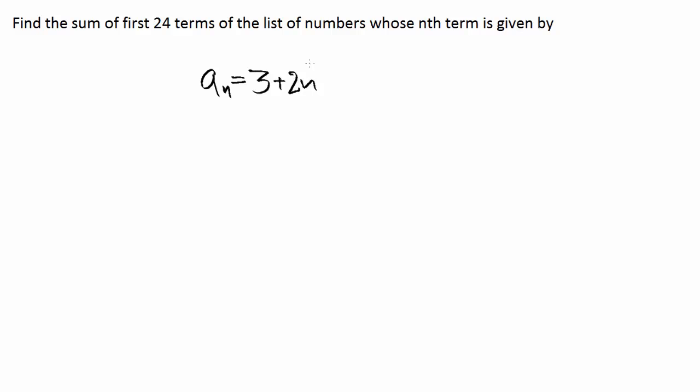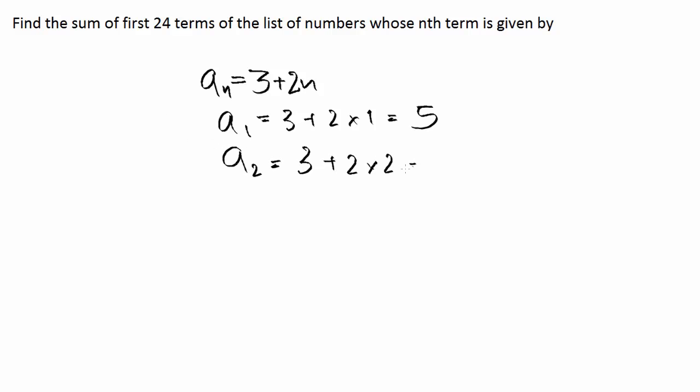Okay, so this is example 15. Now an is equal to 3 plus 2n. So what will be a1? A1 will be equal to 3 plus 2 into 1, which is equal to 5. Now what will be a2? A2 will be equal to 3 plus 2 into 2, which is equal to 7. What will be a3? A3 will be equal to 3 plus 2 into 3, which is equal to 9. Now we can see that there is a pattern over here. It's being incremented by 2.